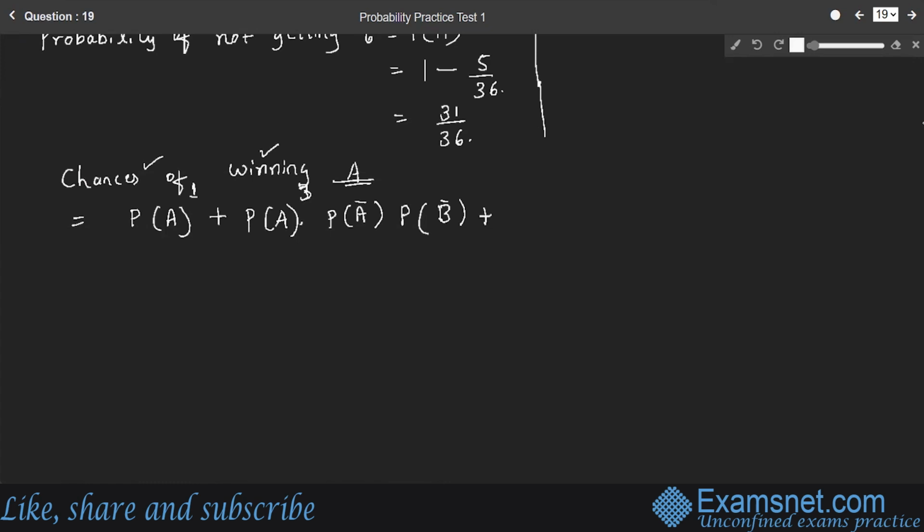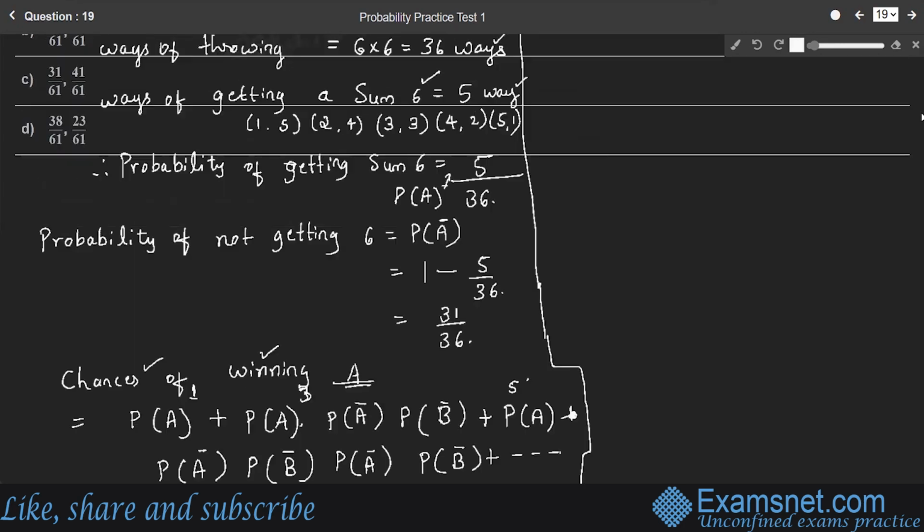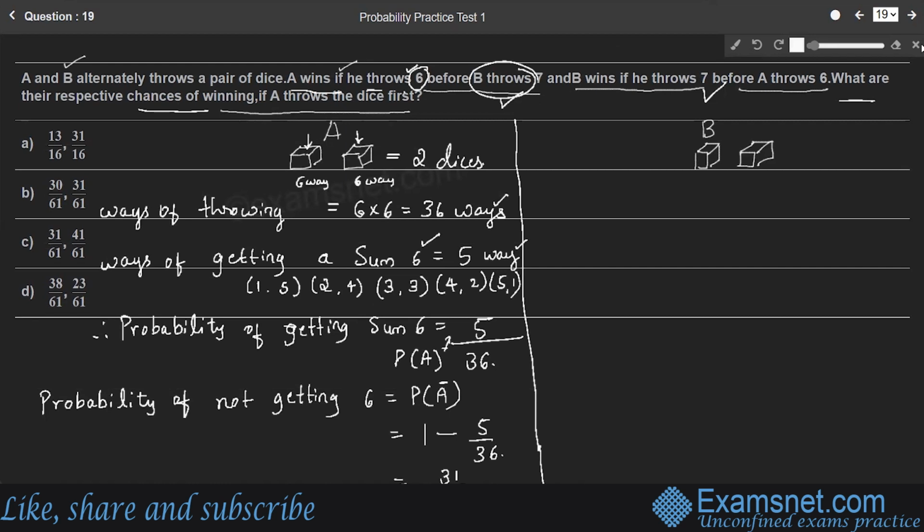P of B prime plus, in the fifth case, again A has to throw the dice: probability of getting 6, into the probability of not getting 6, which is P of A prime, into the probability of not getting 7 by B, which is P of B prime, into the probability of not getting 6, into the probability of not getting 7, and it continues. Because in the third time you are taking, again we have to multiply the probability of not getting 6 and not getting 7. So before that, we'll consider the probability of getting 7 and not getting 7. For that, we'll consider the case of B. Here, ways of throwing 2 dice are again 6 into 6, there are 36 ways of throwing 2 dice.